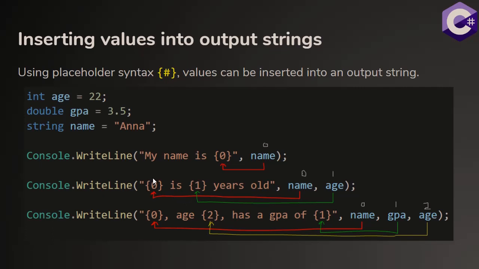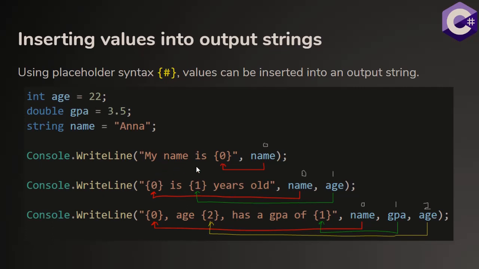On my next example, I have 2 placeholders. All right. So the first one has the index 0, which refers to the 0th variable that comes after the string. So name is going to be inserted first, and then the 1 is going to match up with the 1th term. Age will be inserted second. So this would print Anna is 22 years old.